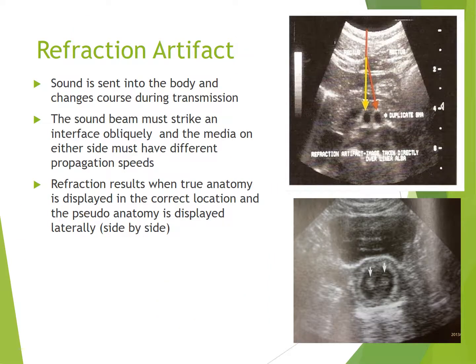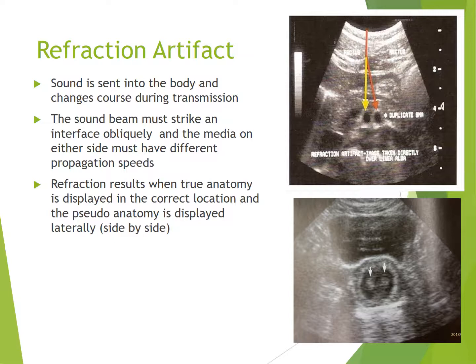With refraction artifact, this is again another sound traveling in not a straight line type problem. The sound is sent into the body and then changes course during the transmission of the sound. The sound beam is going to strike an interface obliquely, and the media on either side are going to have different propagation speeds for this to happen. The refraction is going to result when true anatomy is displayed in the correct location and the pseudo-anatomy is displayed laterally or side by side.